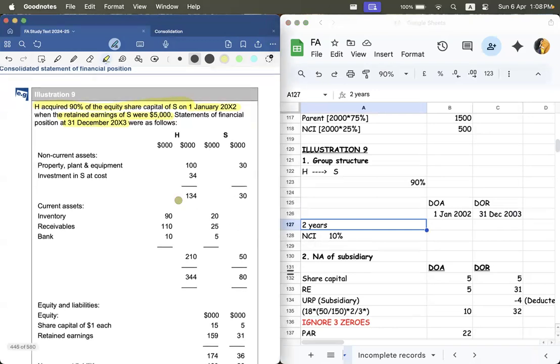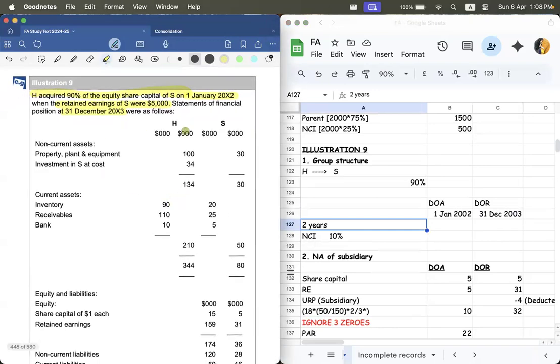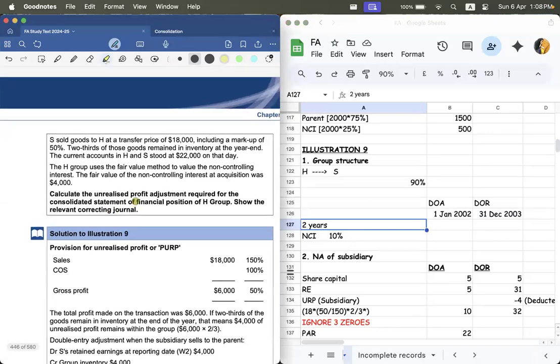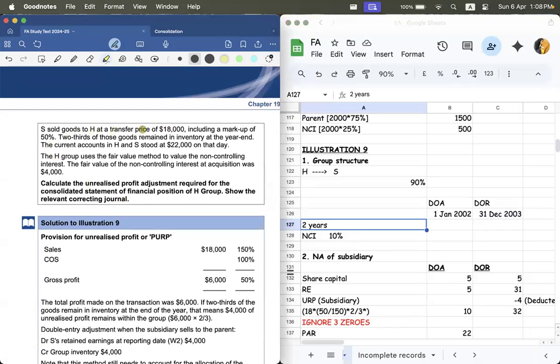Now, they have given us certain SOFP contents of both the companies, H and S. You go towards the last item and identify what is being given here. S sold goods to H, so it is subsidiary to the parent. When it is subsidiary to the parent, it is adjusted in working note 2. Clear now?